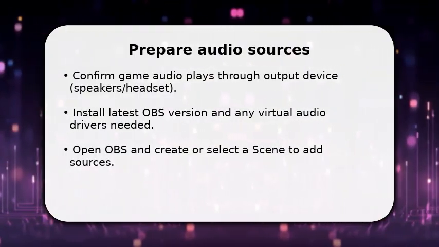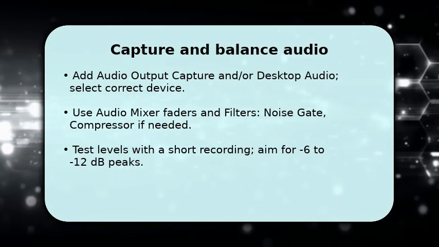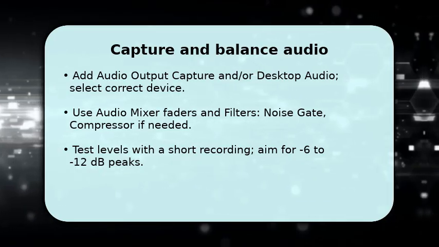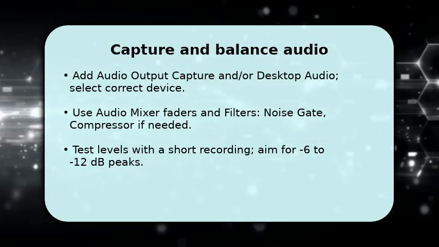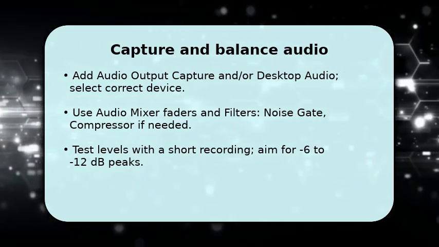Once the audio source is added, you need to balance it with other inputs. You'll see the source in OBS's audio mixer. Move the fader so peaks sit around -6 to -12 decibels. If the game is too loud or fluctuates, apply a compressor and optionally a noise gate to smooth dynamics.